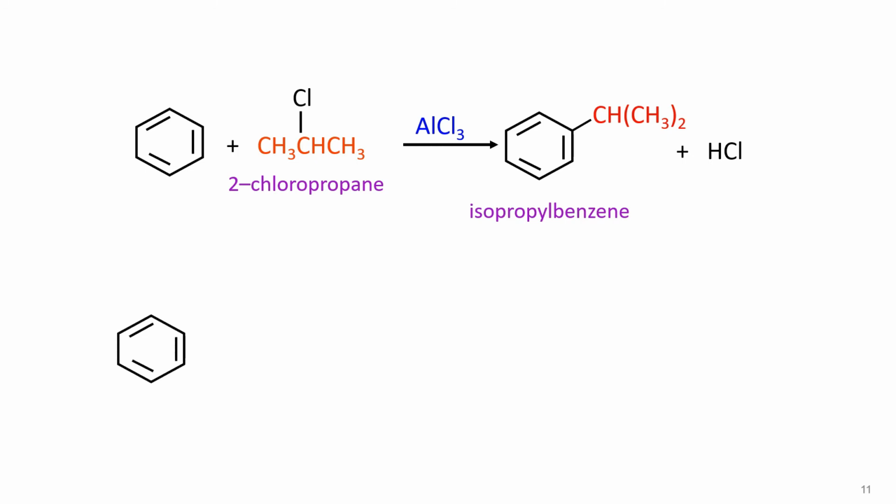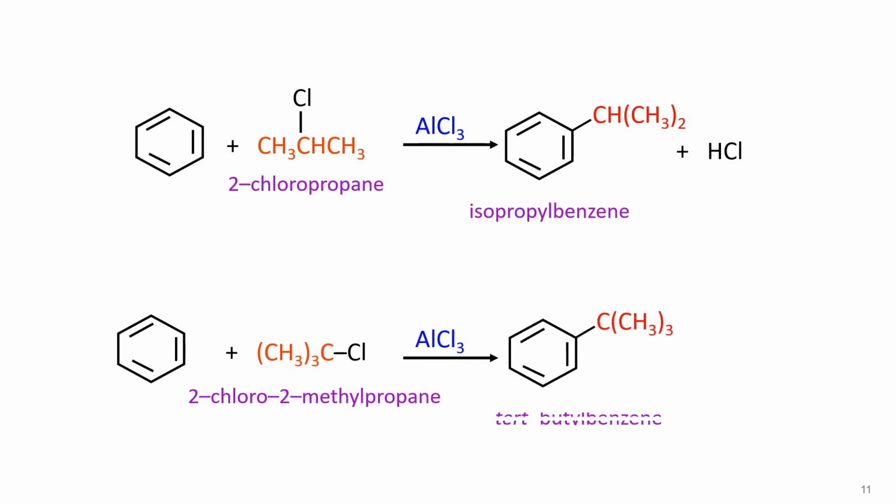Second example, the reaction of benzene with 2-chloro-2-methylpropane in the presence of the Lewis acid AlCl3 produced tert-butylbenzene and the side product HCl.